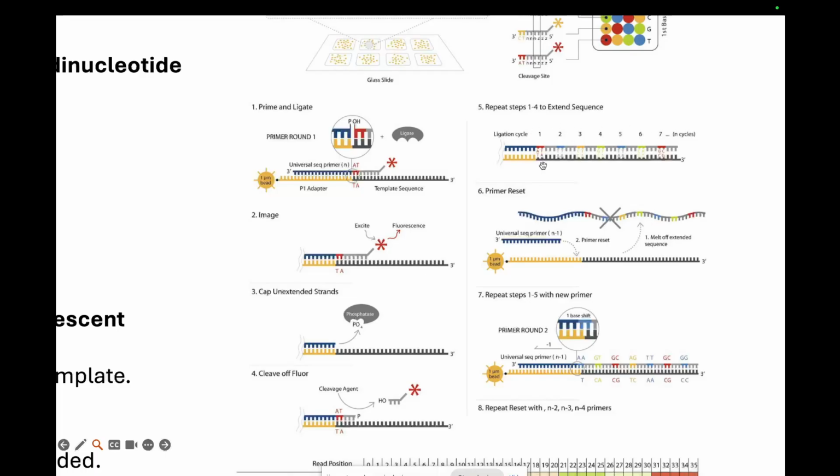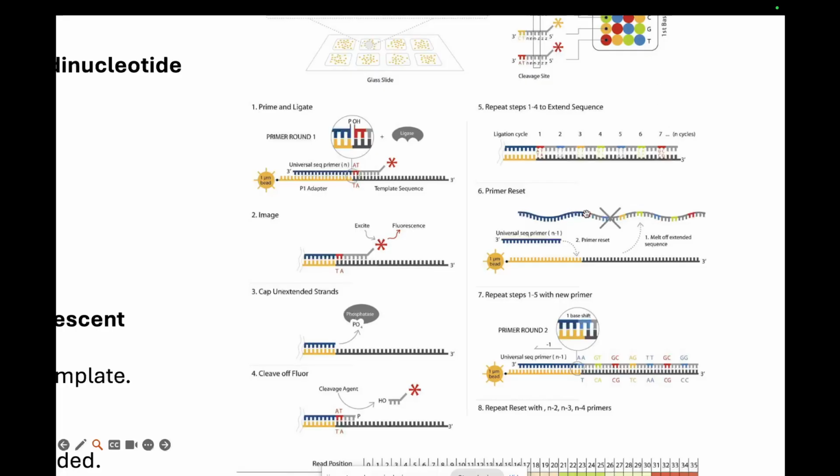So you add a couple of bases, the fluorophore emits the signal, you capture that signal using some high definition camera, and then again you wash off the fluorophore, then again you start doing the ligation, right? So it'll do one cycle after another to get the whole sequence.